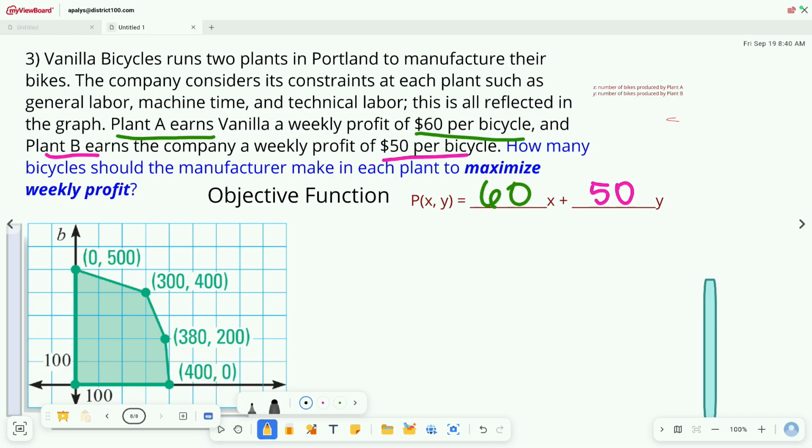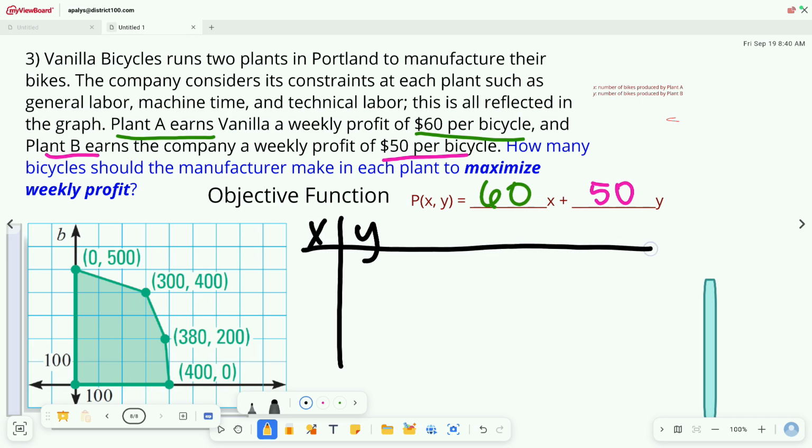Okay, so we need to make our XY table to find out the profitability. So now this one asks specifically how many bikes should the manufacturer make in each plant to maximize the weekly profit? How the heck am I going to figure that out? I'll tell you, 0, 0 is not going to maximize profit. You're making no money if you don't produce bikes.